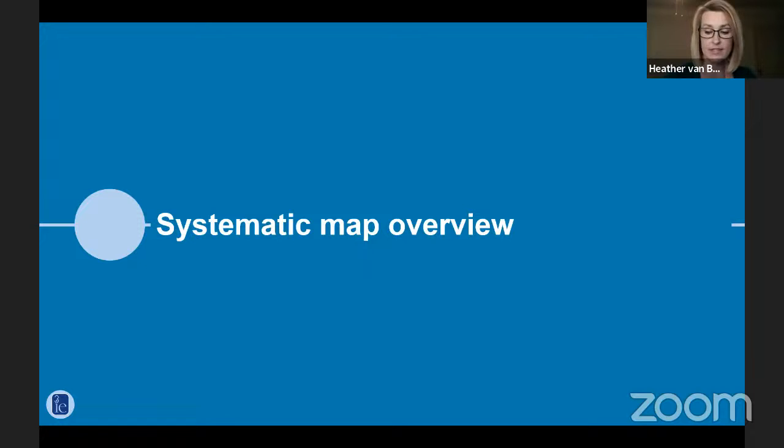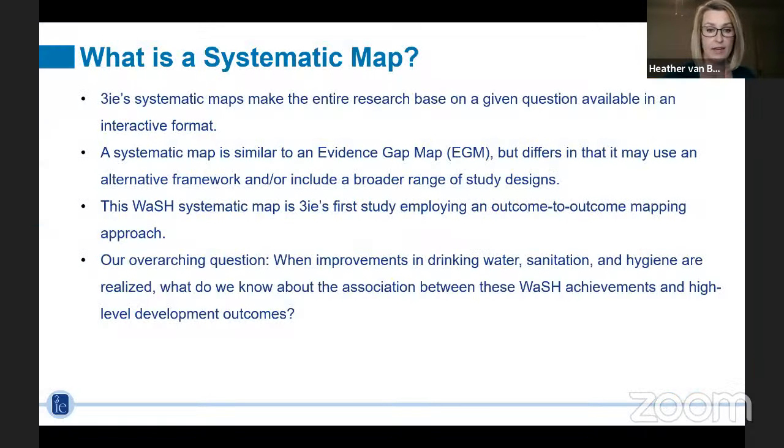So starting right off, this is our WASH outcome to outcome systematic map. And you may ask, what is a systematic map? Some of you will be familiar with evidence gap maps developed and pioneered by 3IE. A systematic map is somewhat similar in that it makes the entire research base on a given question available in an interactive format, and uses the same systematic search and screening processes we use for our evidence gap maps. But systematic maps may differ in that they may use an alternative framework or include a broader range of study designs. Our map is different from EGMs on both counts. We have an alternative framework and we use a broader range of study designs than our typical EGMs.